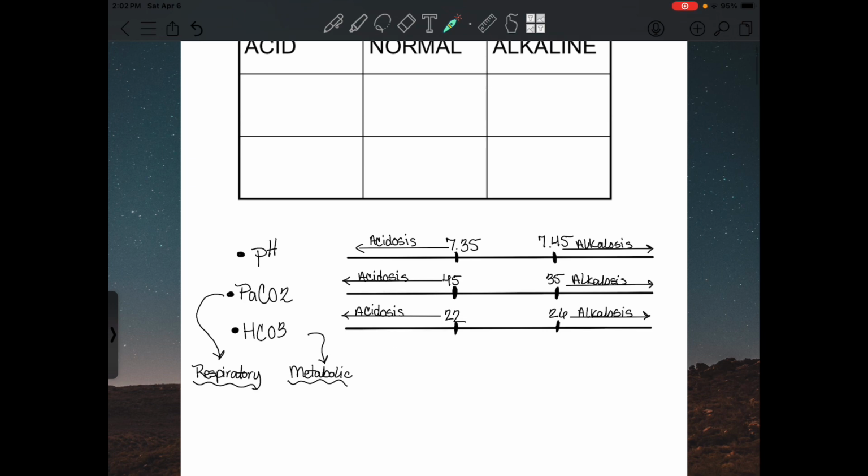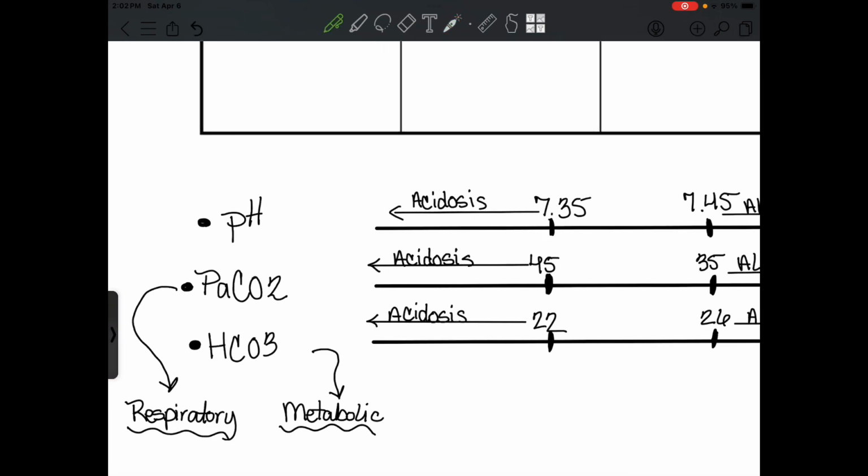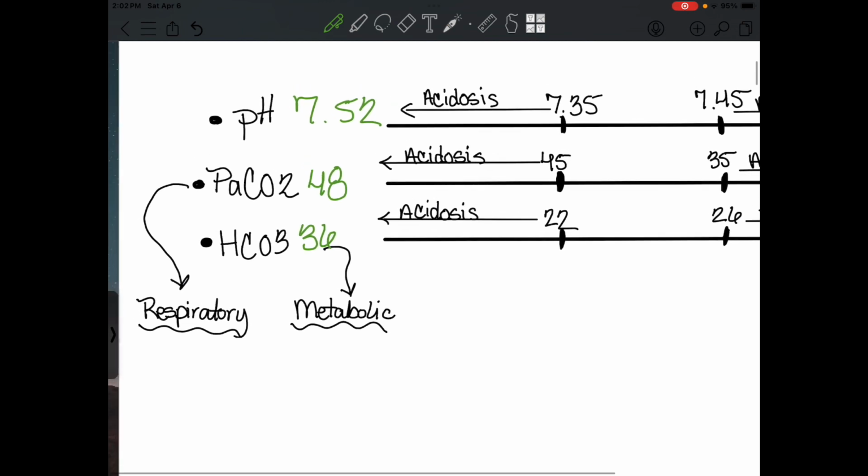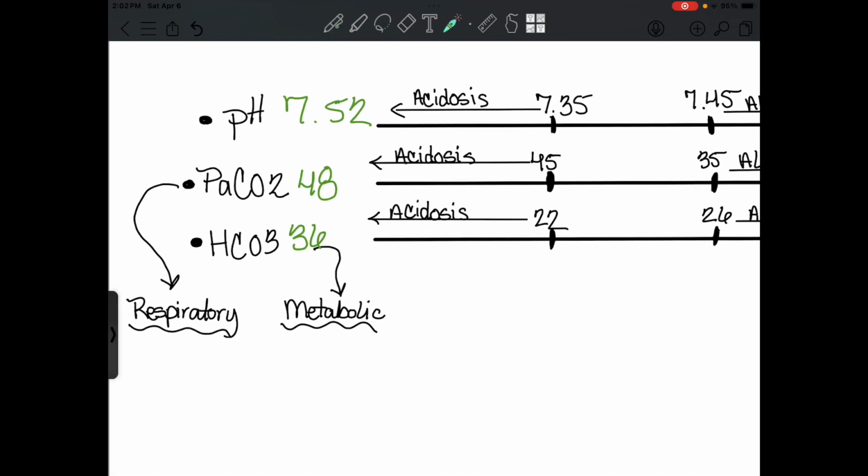So my pH, let me start by writing all my stuff down here. I have a pH of 7.52, a CO2 of 48, and an HCO3 of 36. Now what you really need to pay attention to is this right here. This is going to tell you where the problem is occurring, like what's malfunctioning, what's not really keeping up.